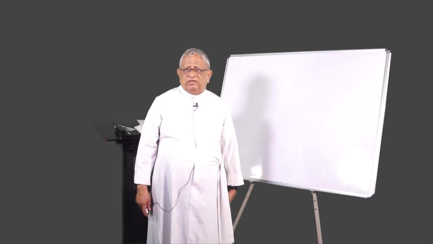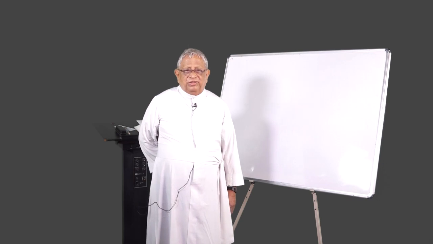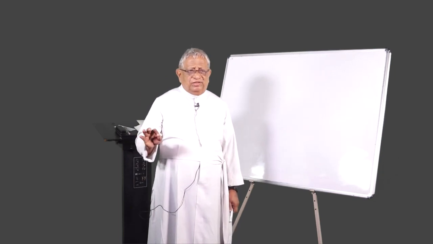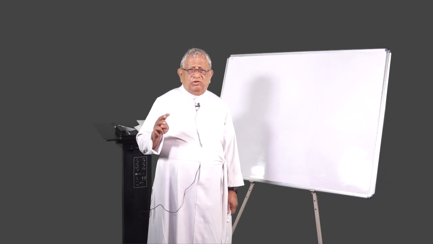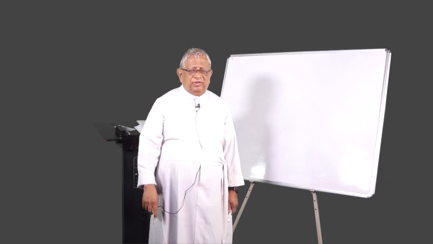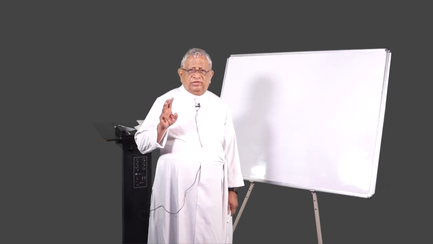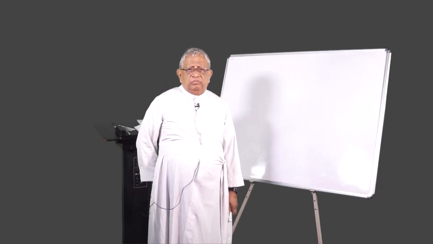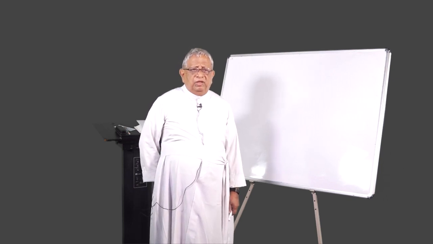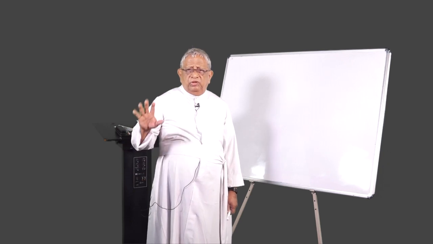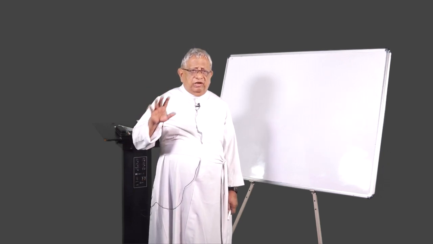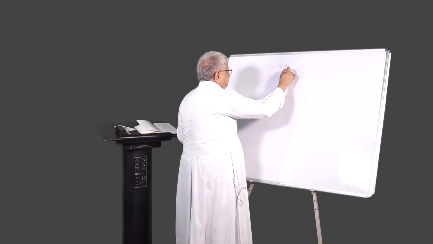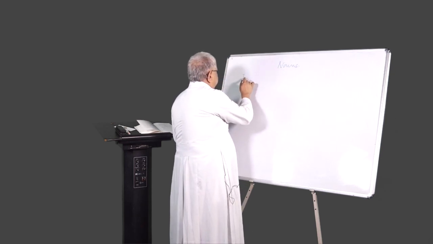And we just started to talk about nouns. To fix the meaning of a noun in a sentence or in a text, you need to know three things. One is gender, second is number, third is case. Case is vibhakti in Sanskrit, or in Malayalam we call it vibhakti, case. These three things you should know to fix the meaning of a noun. We are talking about gender. So nouns, the first is gender.